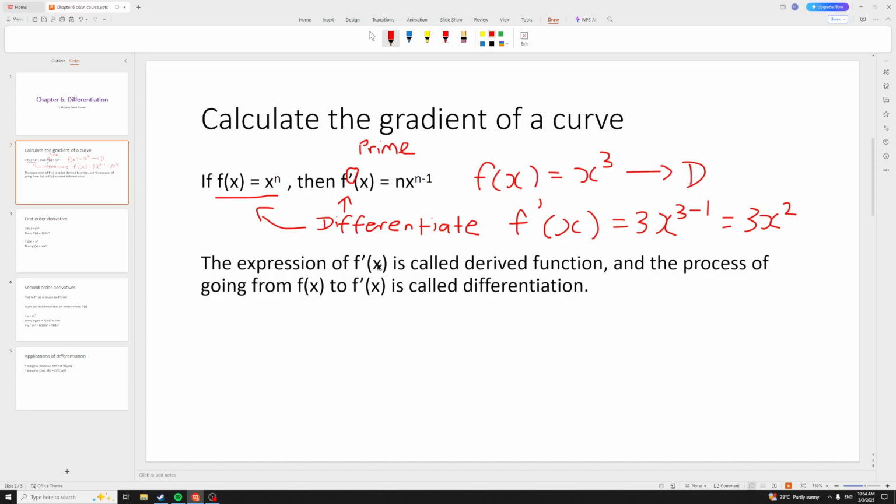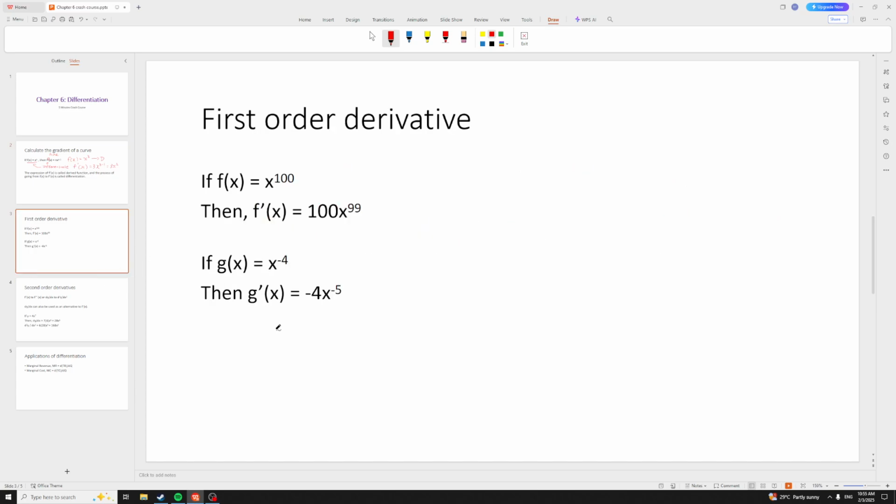The expression of differentiated f(x) is called the derived function, and the process of going from f(x) to f'(x), you can also call it prime, is called differentiation. That is one of the most important parts in this chapter 6. Okay, so we move on to the next slide.